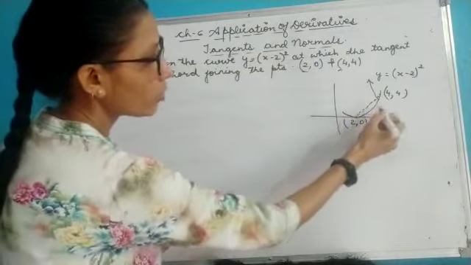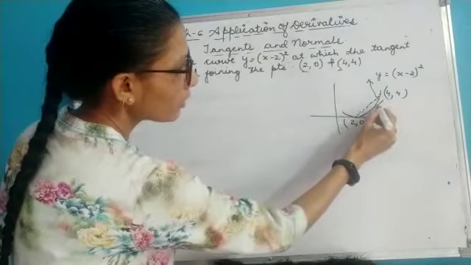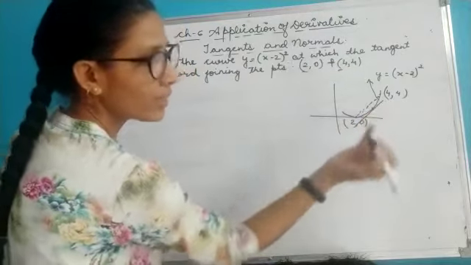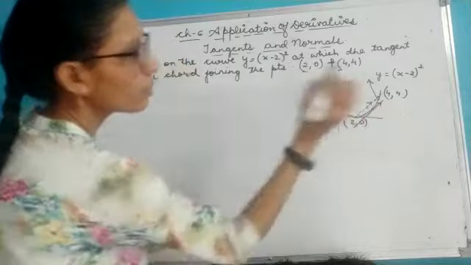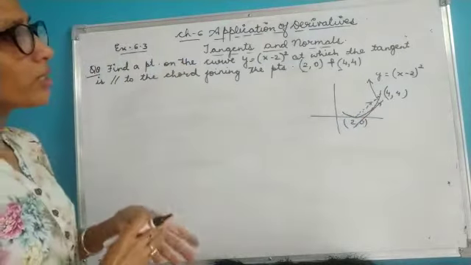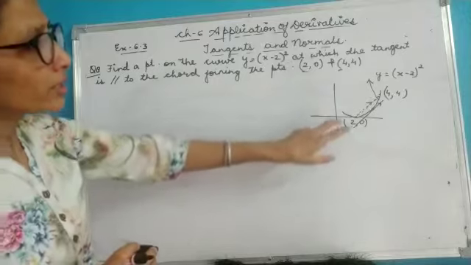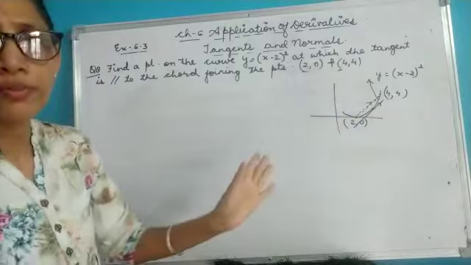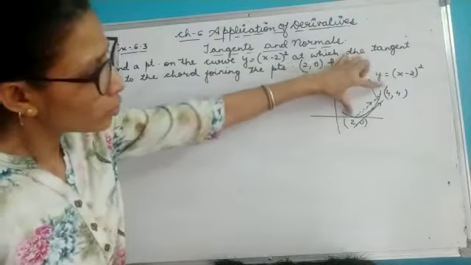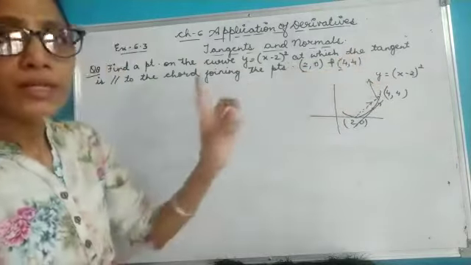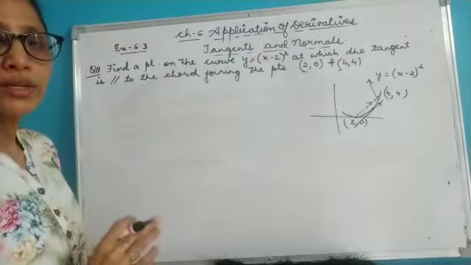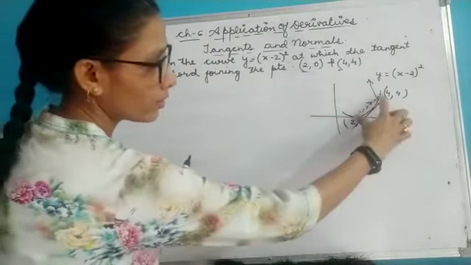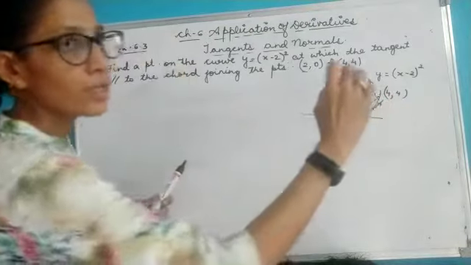Now this is your chord, so your tangent will pass through a point on the curve like this, and these two become parallel. From the diagram it's very clear that the slope of the chord will be equal to the slope of the tangent line. I can find the slope of the chord by the two-point formula which you have read in class 11. So let us quickly find the slope of the chord and the slope of the line.